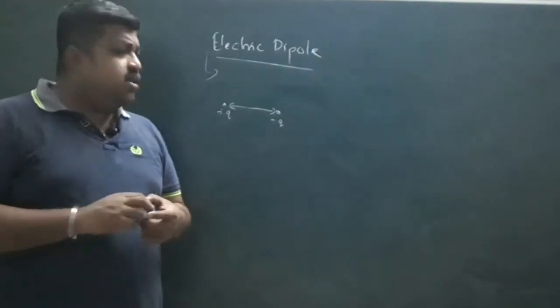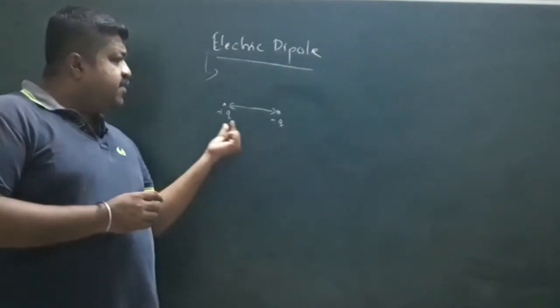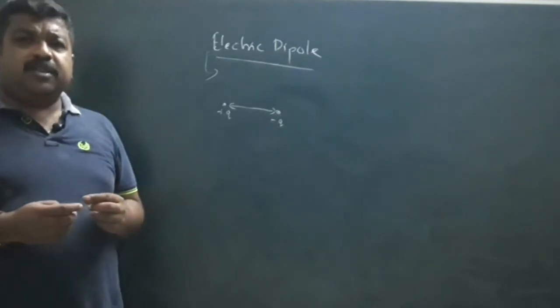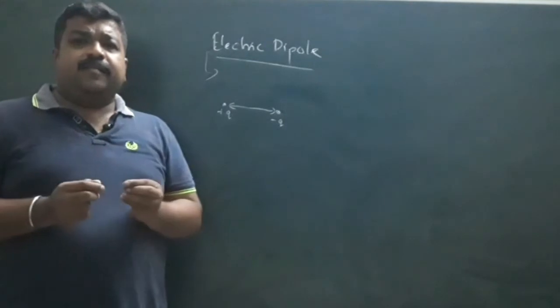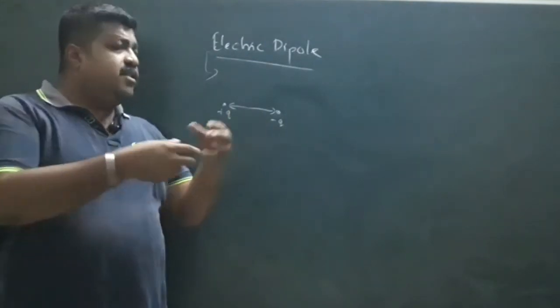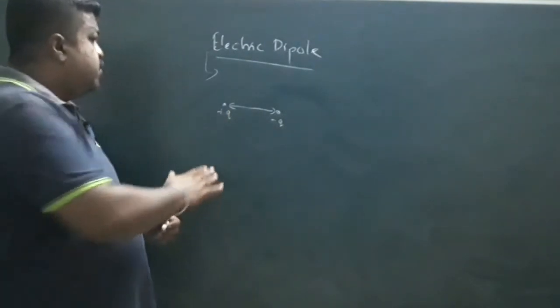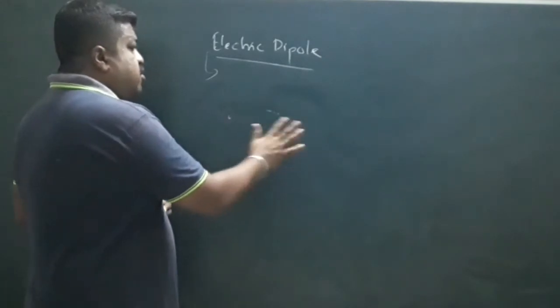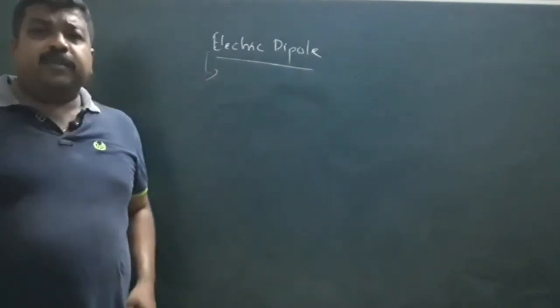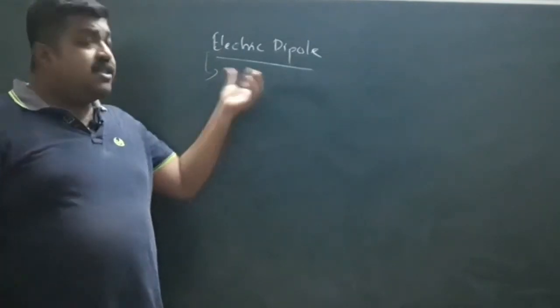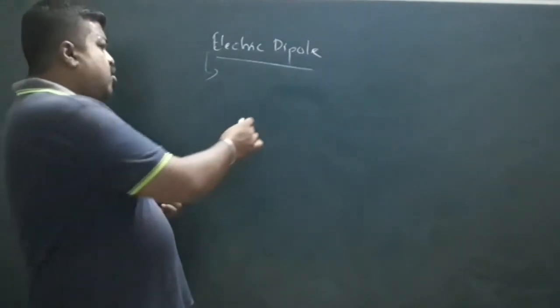Now you may have a doubt: how is it possible that a system has two opposite charges separated by a small distance, and still they are not attracting each other, because they should attract and finally fuse? So for this you need to know the origin of this electric dipole, the formation of an electric dipole. As I told you, this is a system of two charges.